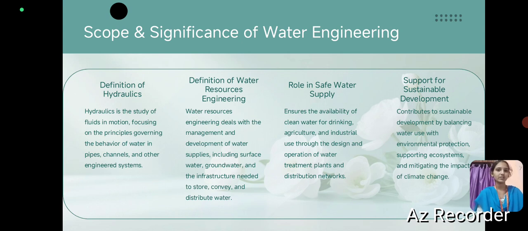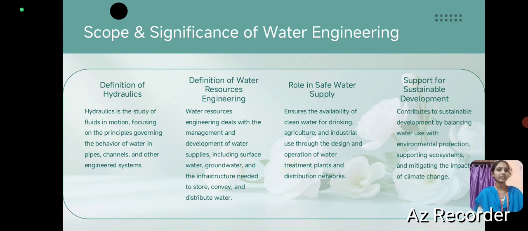Definition of water resource engineering. Water resource engineering deals with the management and development of water supplies, including surface water, groundwater, and the infrastructure needed to store, convey, and distribute water. Water resource engineering means managing water sources such as rivers, lakes, dams, groundwater, reservoirs, etc.